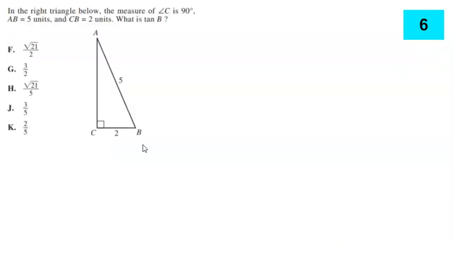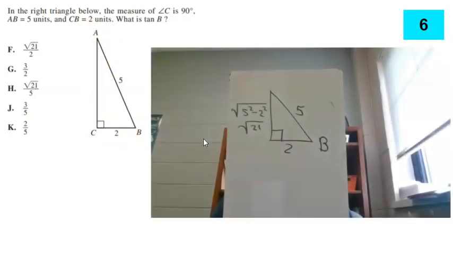In the right triangle, the measure of angle C is 90 degrees and AB is 5 units. Both of those are already labeled. CB is 2 units. That's also labeled. What is the tangent of B? So the first thing you need is the other leg, and you can use the Pythagorean theorem to figure out that is the square root of 21. And so the tangent of B, which is down here on the right, would be opposite leg over adjacent leg, which is square root of 21 over 2. So the correct answer was F.